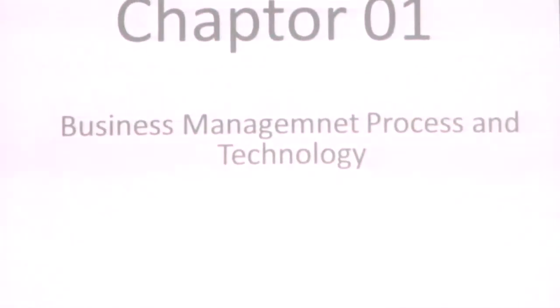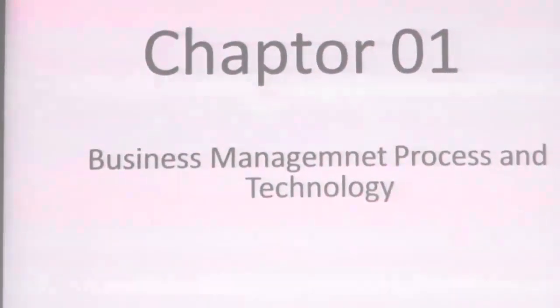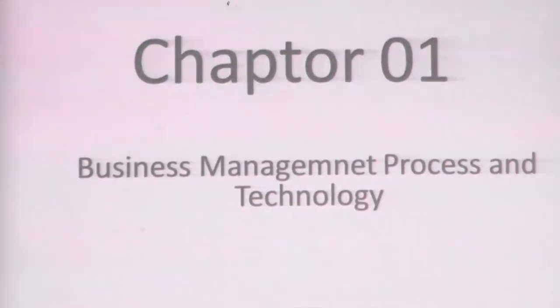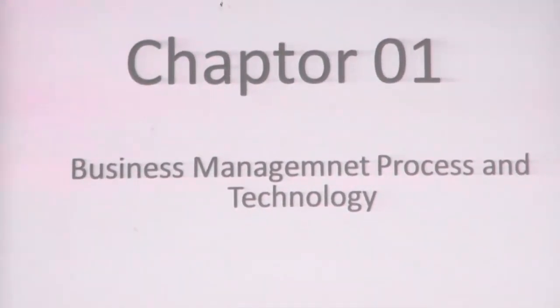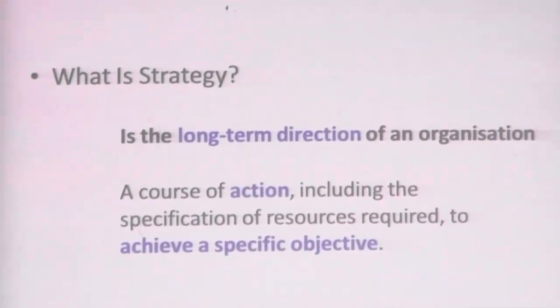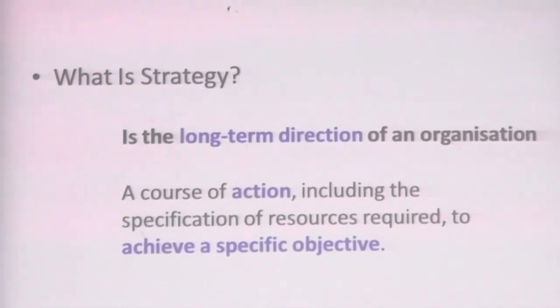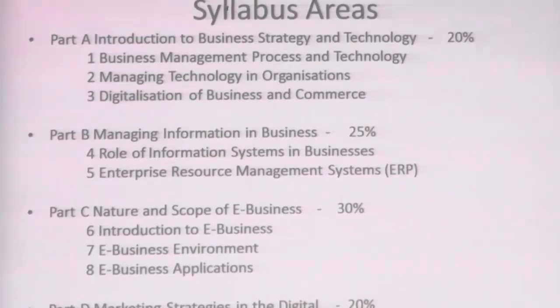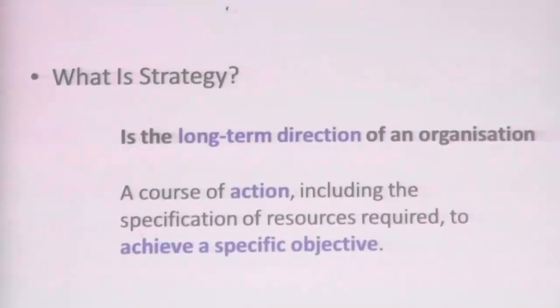So, we start Chapter 1. Chapter 1 is named Business Management Process and Technology. As I told you initially in the first slide, that contributes 20% and talks about business strategy. What is strategy? If I say, strategy is the long term direction of an organization.